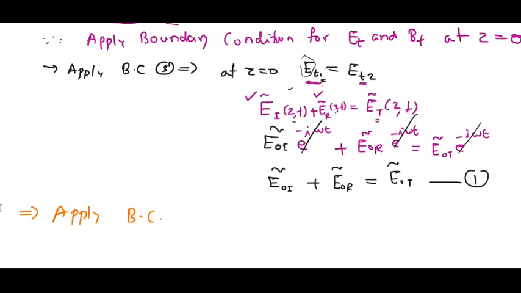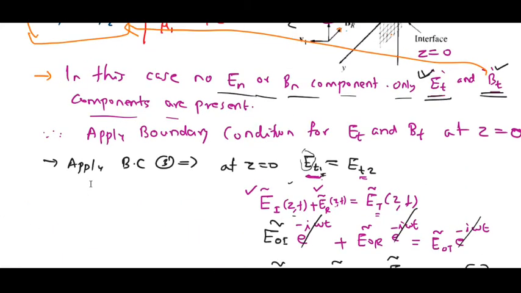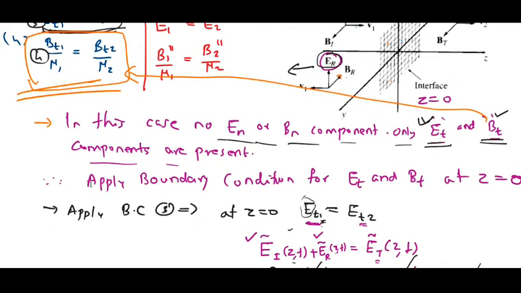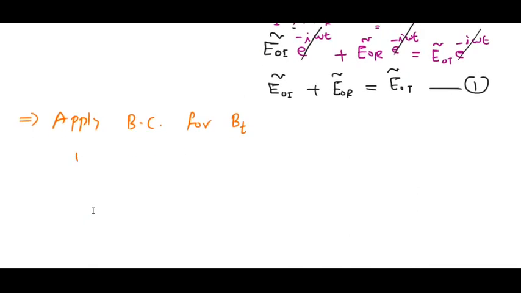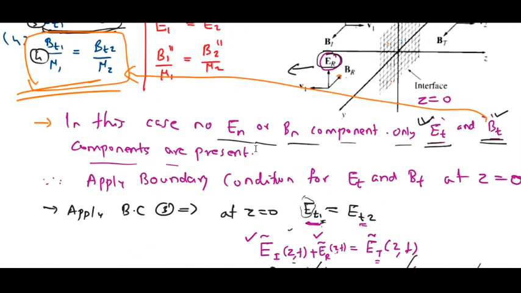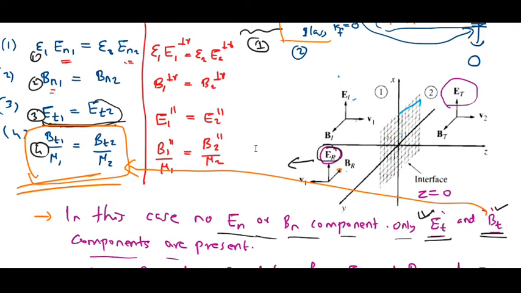I will write B.Sc for the tangential component of the magnetic field. Then, it is nothing but the fourth boundary condition, which can be written as Bt1 by mu1 is equal to Bt2 by mu2. Once again you come back to the picture, and in the picture it is very clear what the tangential components of the magnetic field present are.